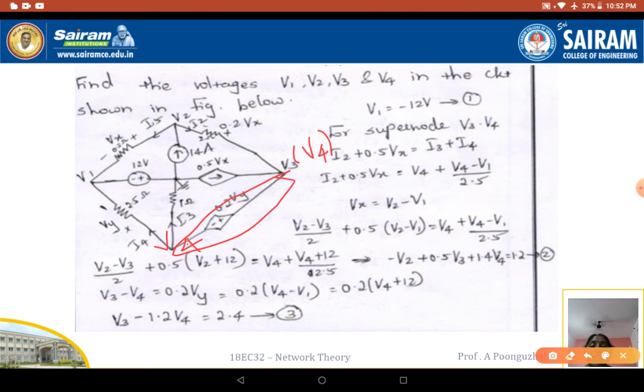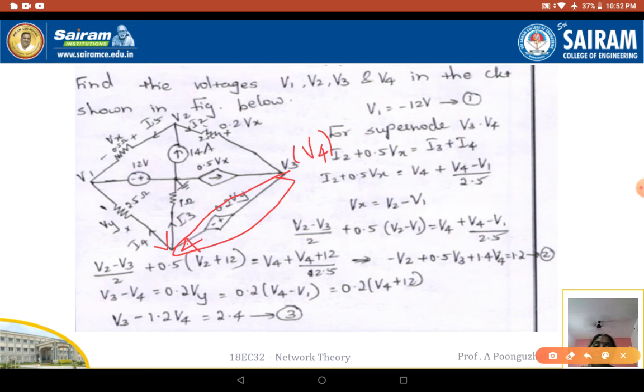So substitute here V2 plus 12 is equivalent to your V4. V4 is nothing but V4 by 1. So V4 by 1 plus V4 plus 12, V1 by 2.5. So if we substitute it, we will be getting this equation. That is your equation 2.